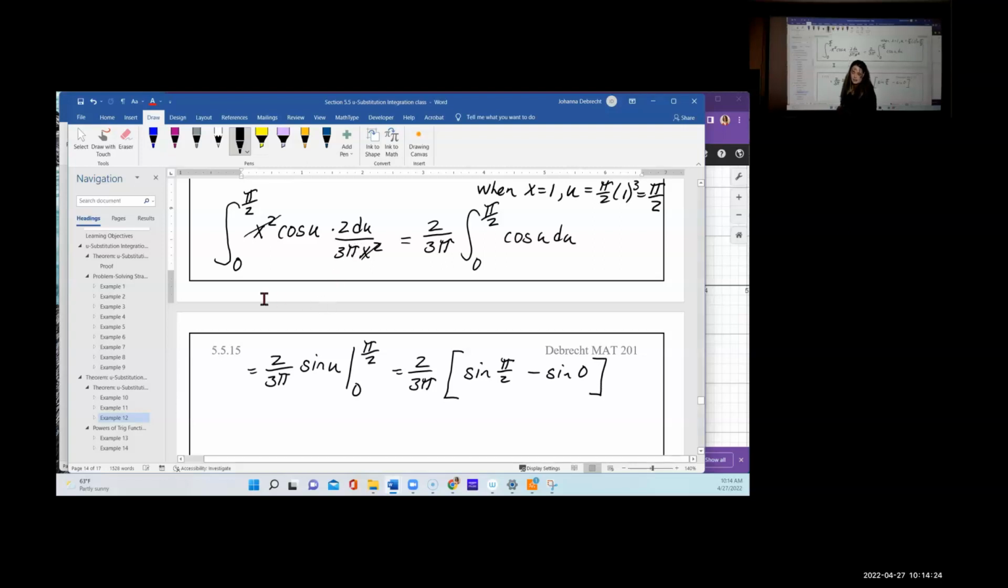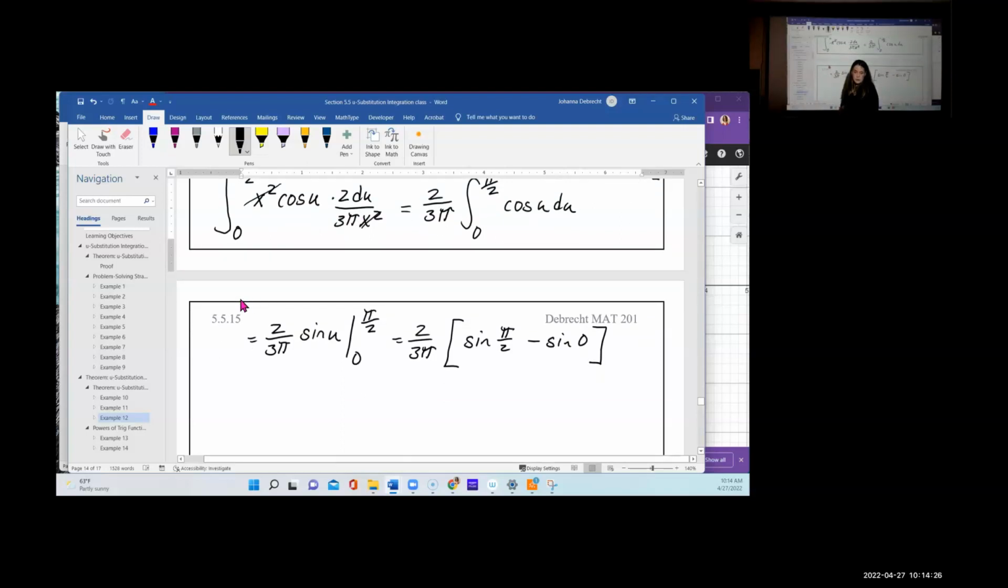What is the sine of pi over 2? It's a 1, right? Sine of pi over 2. Sine is y. And so you're up there at pi over 2 at 0, 1 on the unit circle. So this goes to 1, and sine of 0 is 0. So you may want to review your basic trig values off the unit circle. You will need them off and on while you're doing integration. So this gives us 2 over 3 pi.